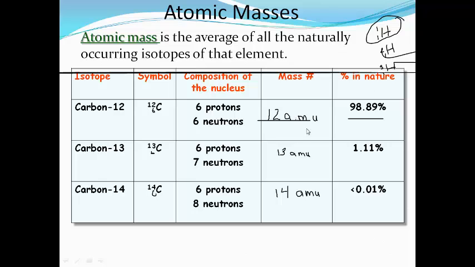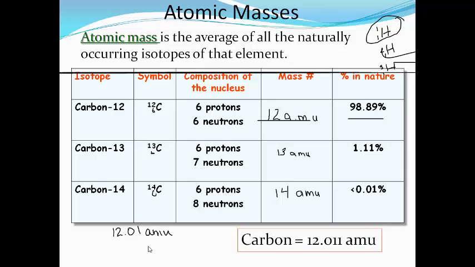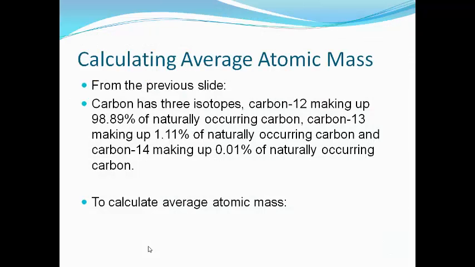Now, how do we use all of these numbers to figure out the average atomic mass? If we look at the periodic table, it tells us that carbon has a mass of 12.01 AMU. Where did this number come from? Well, let's figure that out. There it is, 12.011 AMU. If you look at your periodic table, that's the number under the carbon symbol.